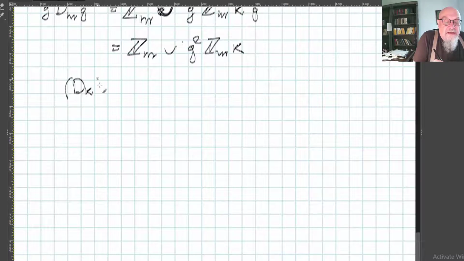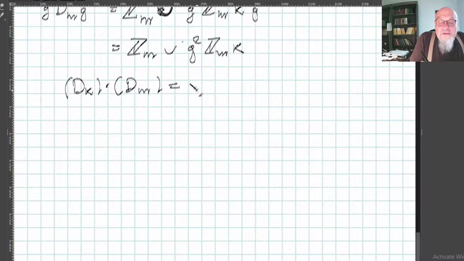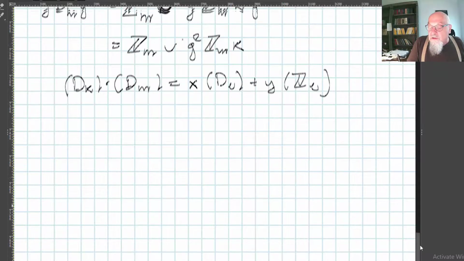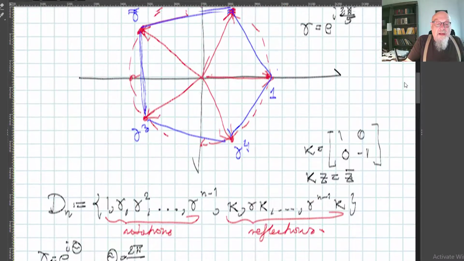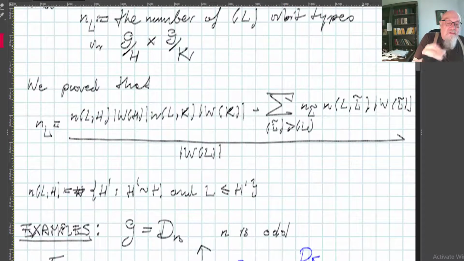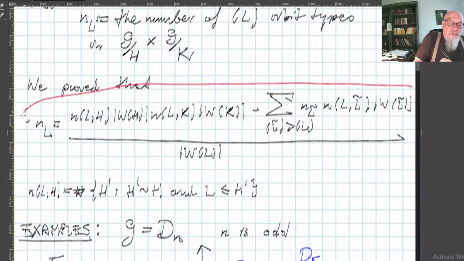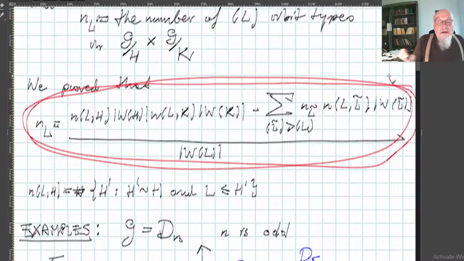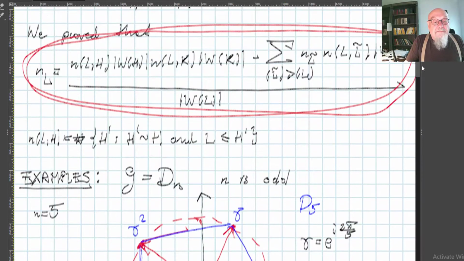So that means we can write it down, for example, that DK times DM is actually equal, and we have here x, this means in this case will be DL plus unknown y integer, and this will be ZL. There are two orbit types. And in order to compute it, we can go back and use this particular formula, namely the recurrence formula. Our recurrence formula is here. This is our recurrence formula. And this recurrence formula can be applied.